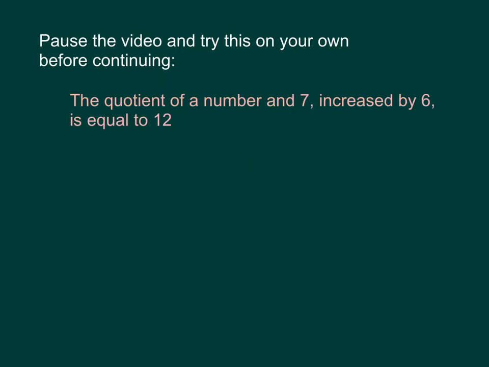All right, this is the last one we're going to do. And again, I'm going to read it, but I'd like you to pause it and try it yourself. The quotient of a number and 7 increased by 6 is equal to 12. So go ahead and pause the video and try it yourself first on your worksheet.